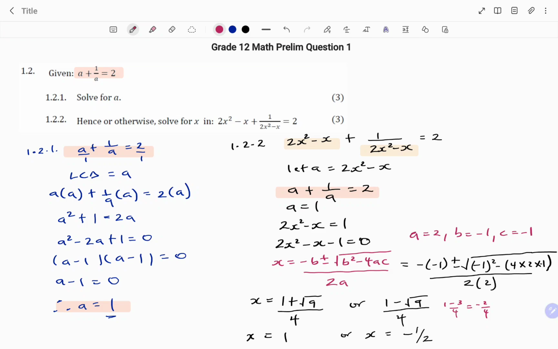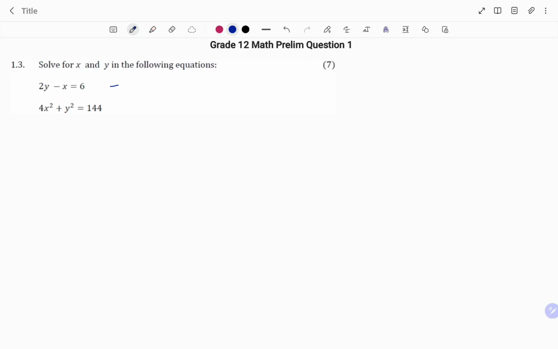The next question, I have solved for x and y in the following equations. 2y minus x equals to 6, and I'll take that as my equation 1. And the second equation, 4x squared plus y squared equals to 144. That's my equation 2. Because it's simultaneous equation, I'm going to use the substitution method.